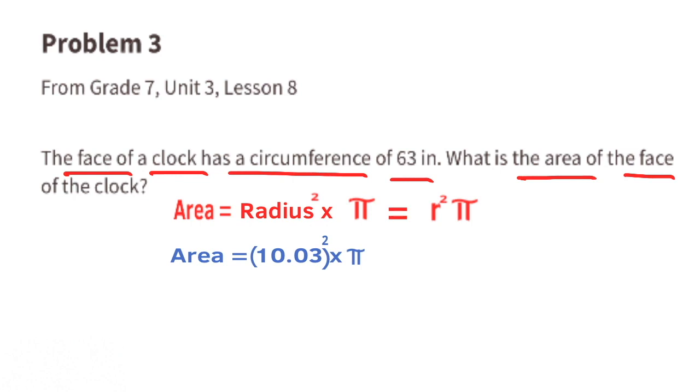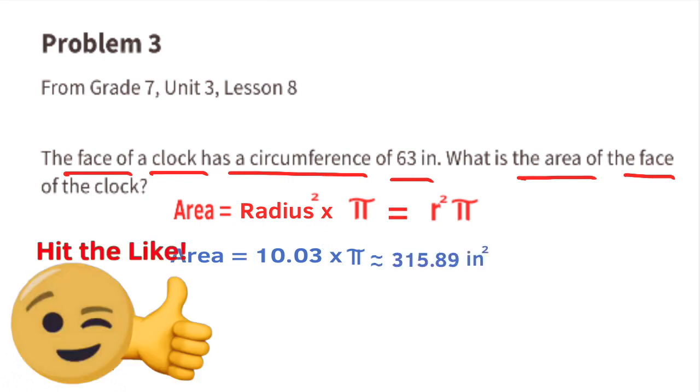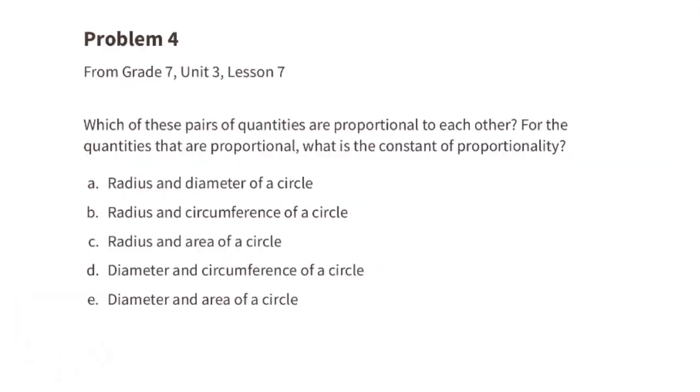The area is 10.03 squared times pi. The area of the face of the clock is approximately 315.89 inches squared. Problem number 4 from 7th grade, Unit 3, Lesson 7.